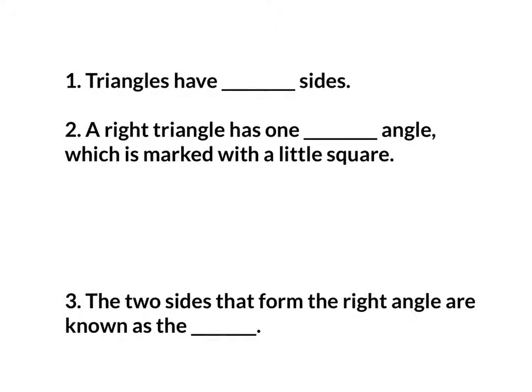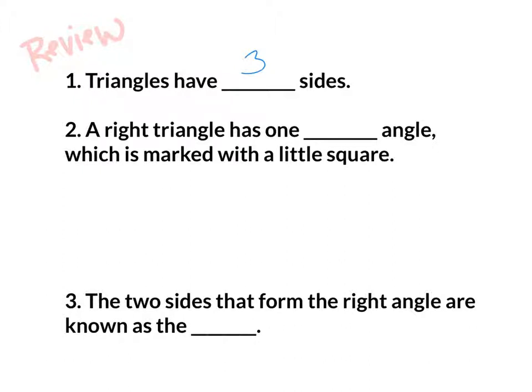Like I said, the first thing that we're going to go over here is just a little review. This is under the title Let's Review. Once again, this is a review, which means that you should already know how to do these things and you should already know some of these answers, so it should be pretty easy to fill these blanks in. Question number 1, triangles have blank sides. Well, how many sides do triangles have? It says it in the name, tri, which simply means 3.